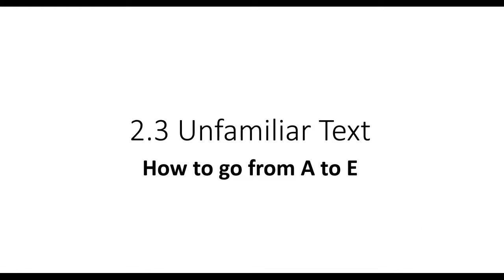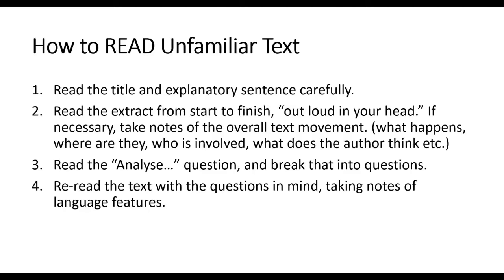So firstly, how to read unfamiliar text. The first thing we've got to do with unfamiliar text, and this is something that a lot of my students fail to do, is to actually read the title and explanatory sentence carefully. For most texts, you'll have a title. It may be something like Missing the Magic, and then underneath will be an explanatory sentence. This may be something as simple as, in this poem, the author looks outside to see the moon. Or in this extract, a character goes on a journey to hunt some eels.